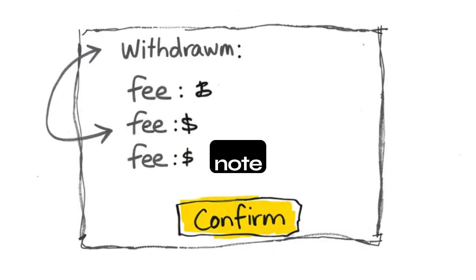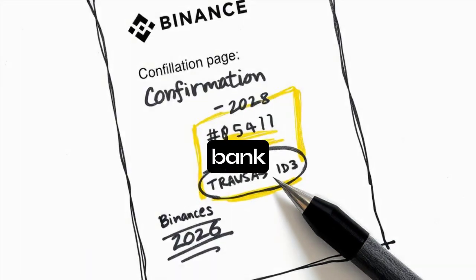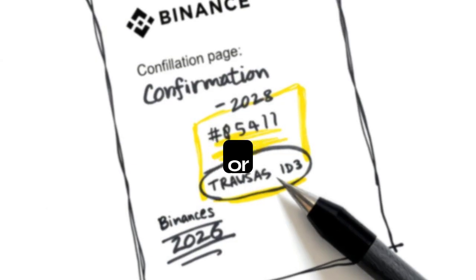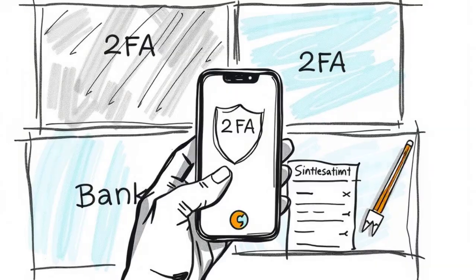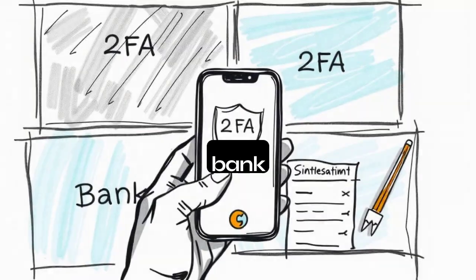Confirm the withdrawal, note the network and bank fees, then submit the request. You'll see a bank transfer confirmation screen. Save or screenshot it for your records. Always verify addresses, enable two-factor authentication, and monitor your bank for arrival.